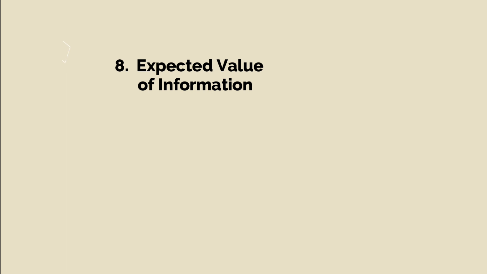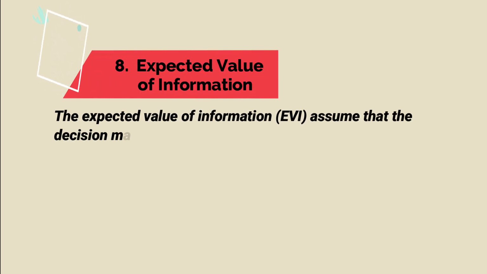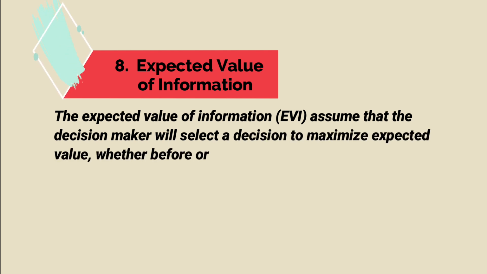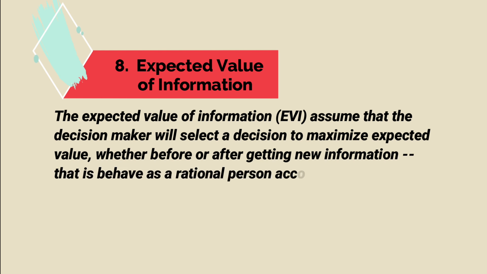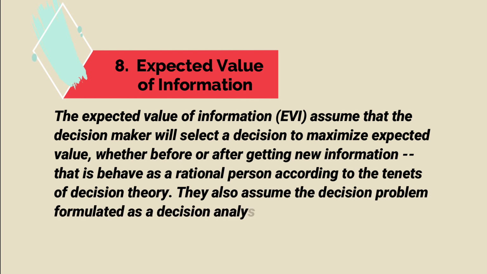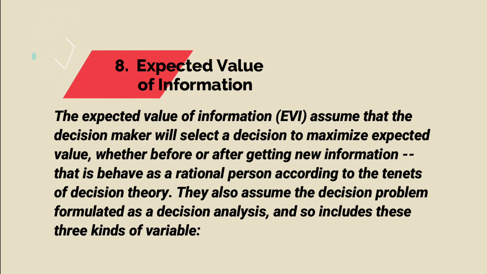Expected value of information. The expected value of information, EVI, assumes that the decision maker will select a decision to maximize expected value, whether before or after getting new information. That is, behave as a rational person according to the tenets of decision theory. They also assume that the decision problem is formulated as a decision analysis, and so includes these three kinds of variables.